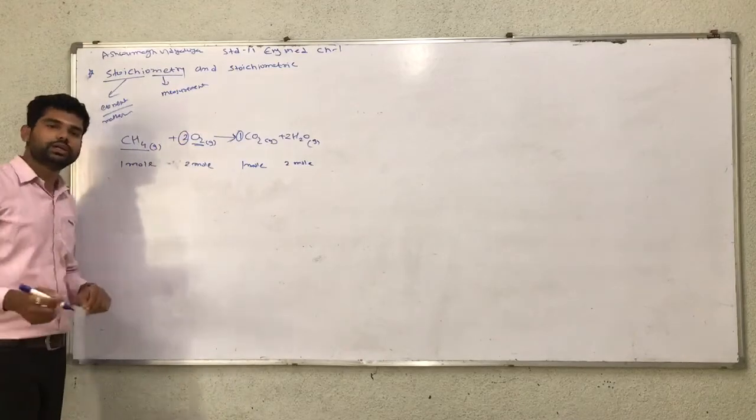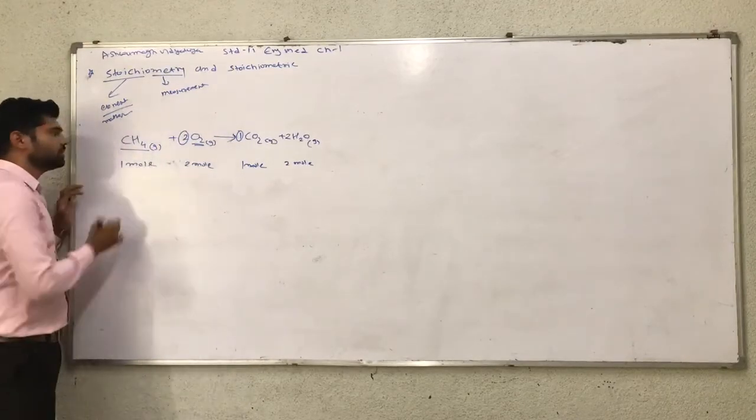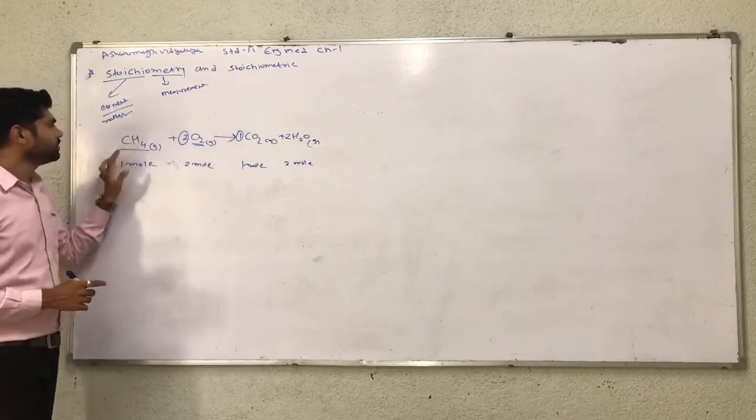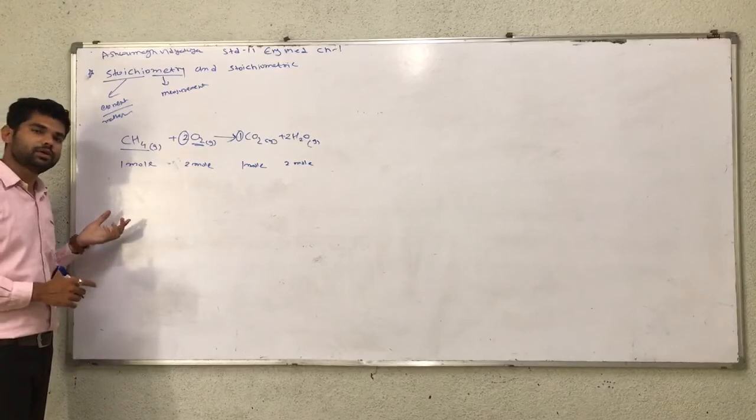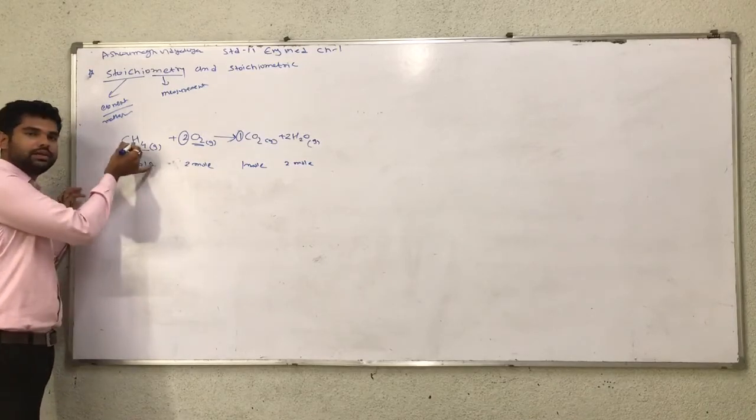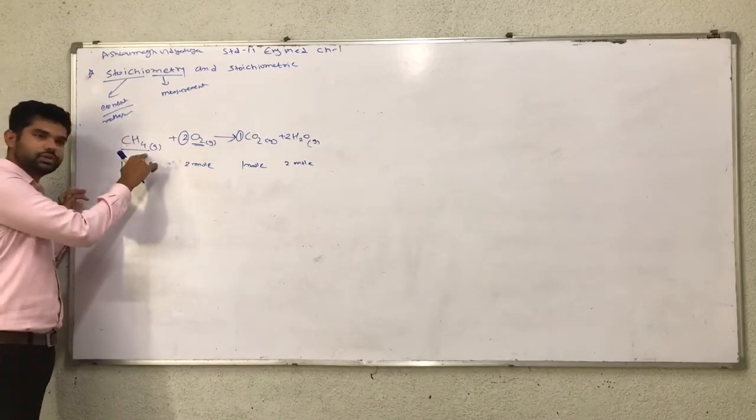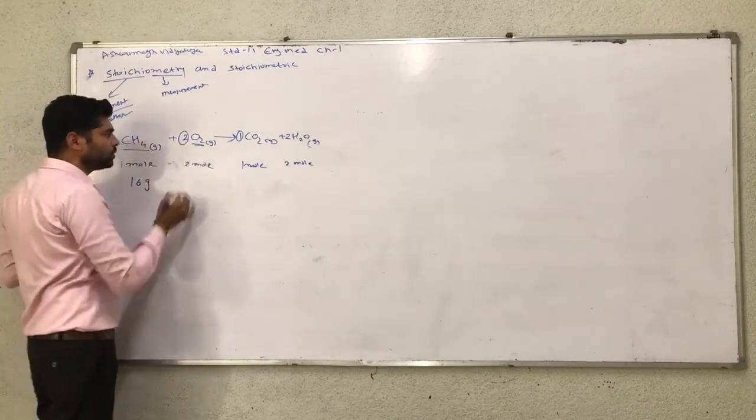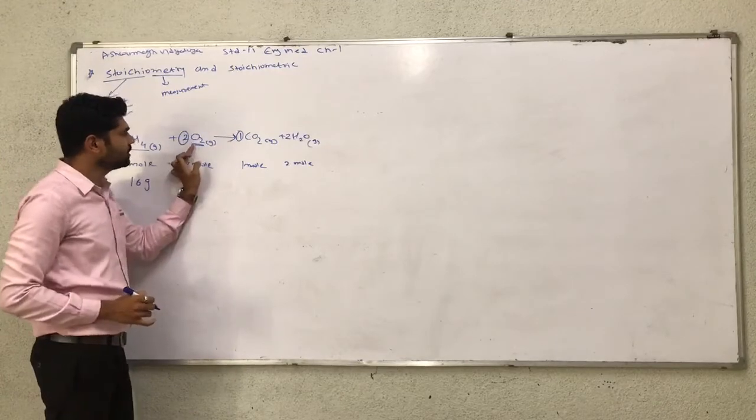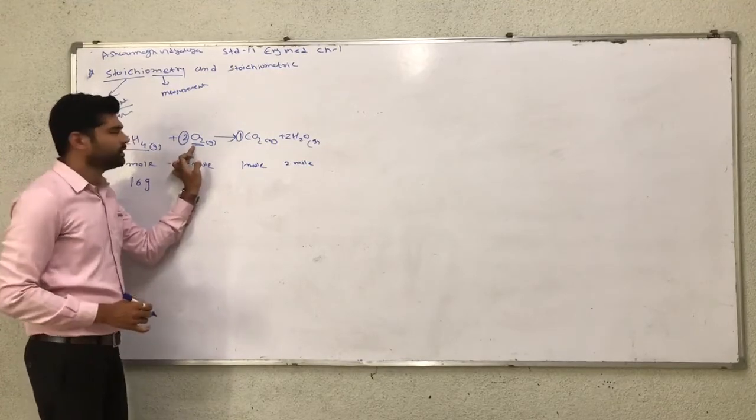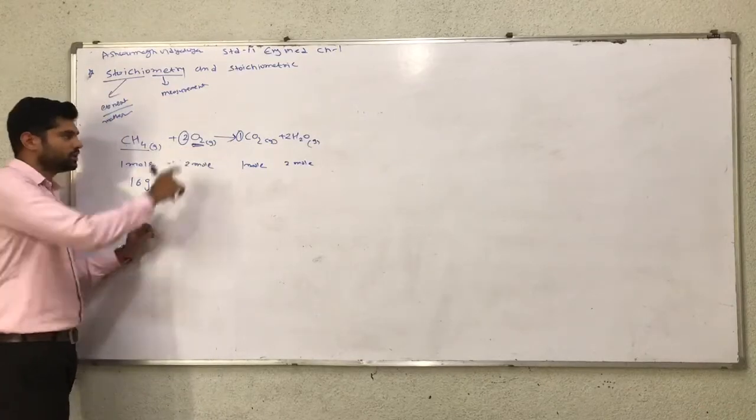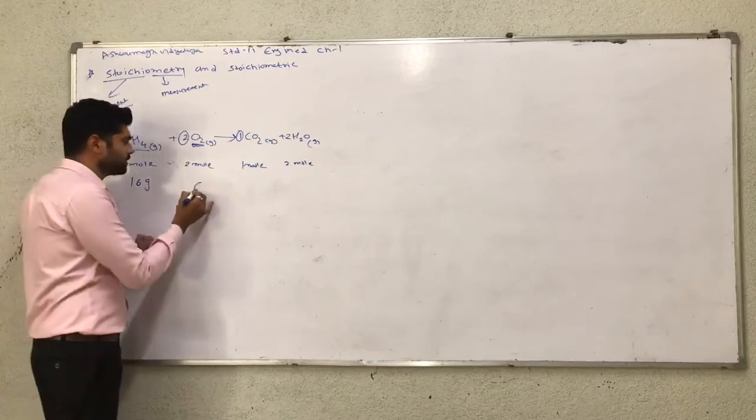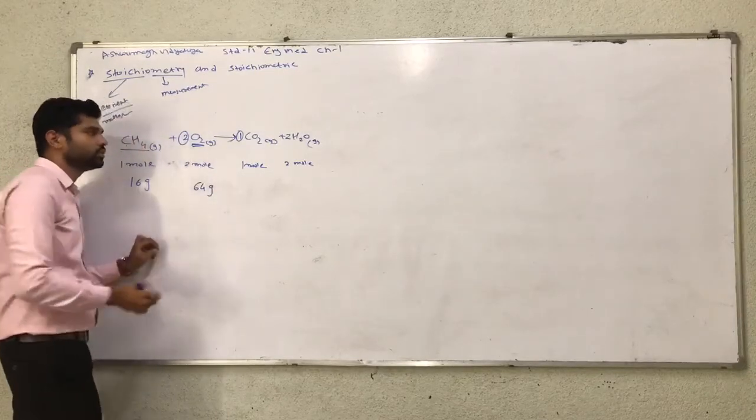Now moles are converted into mass. It means 1 mole CH4 represents the molecular mass of CH4. C has 12, H is 1, total H is 4, therefore 12 plus 4, answer is 16 grams. O means total O is 16 times 2, therefore 32, and total 2 moles, therefore 64 grams of O2.